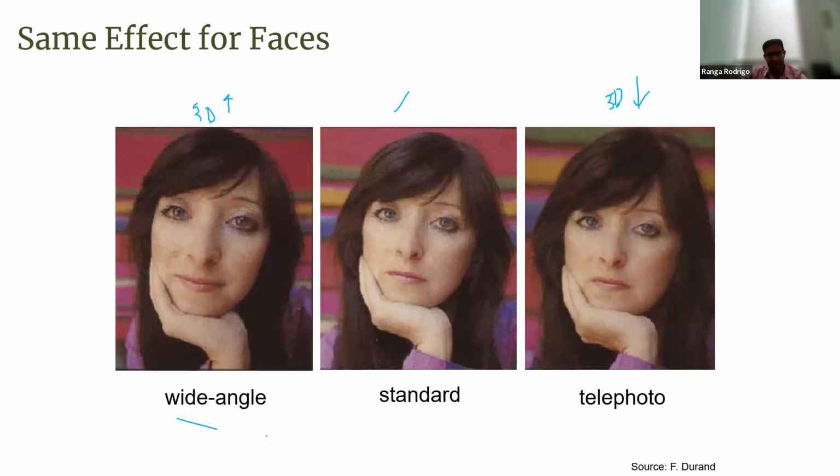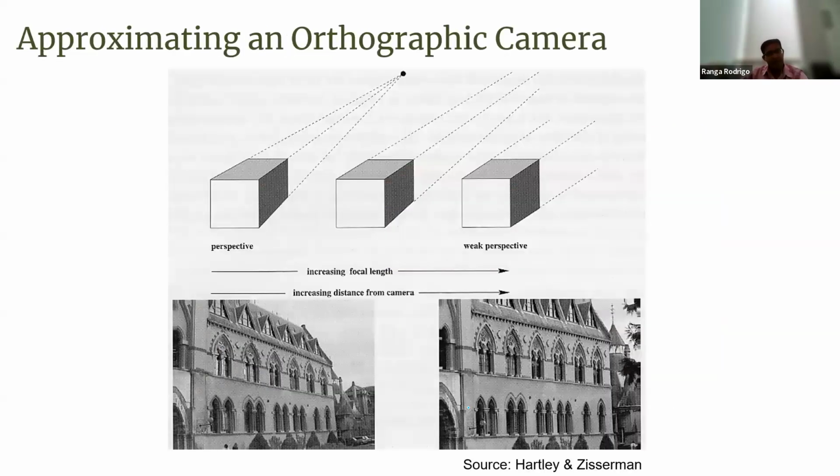So wide angle lens, telephoto lens, and standard lens. That's why in portrait photography, you have to select the focal length properly, or use one of those fixed focal length lenses. So with this, we can describe some concepts like perspective in photographs.